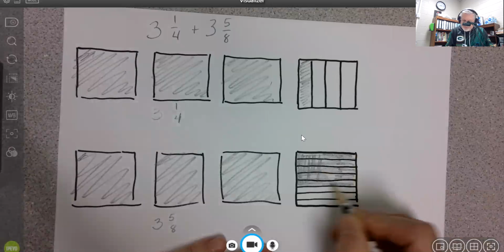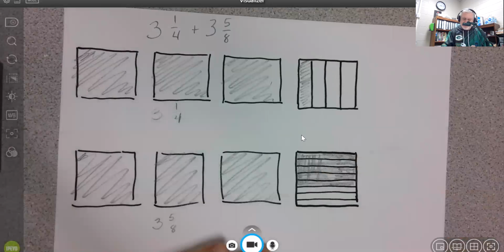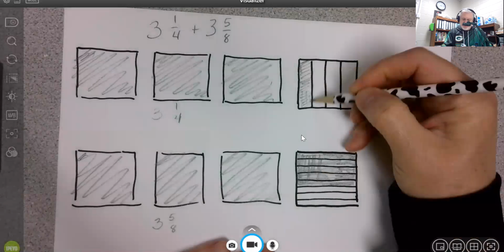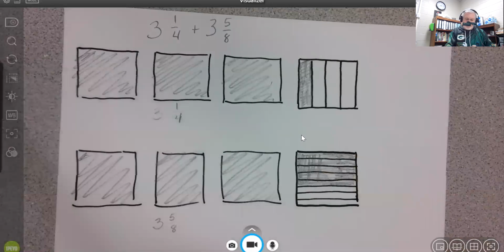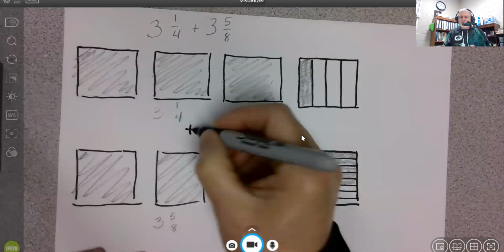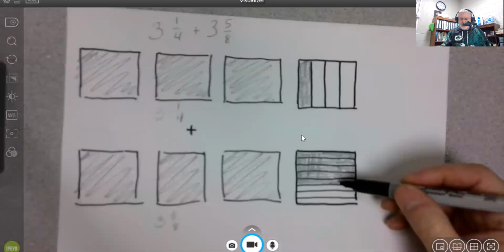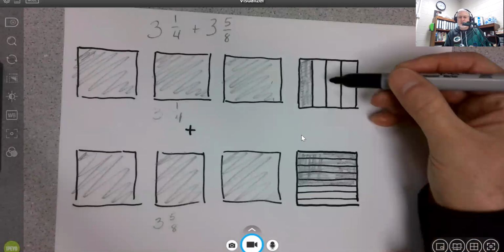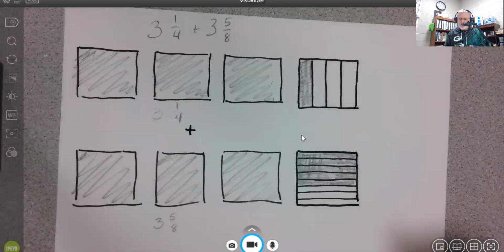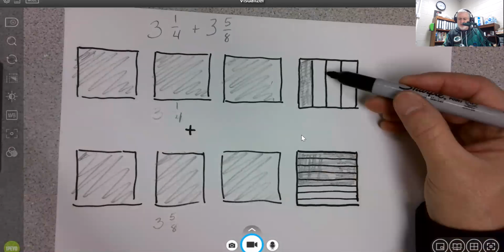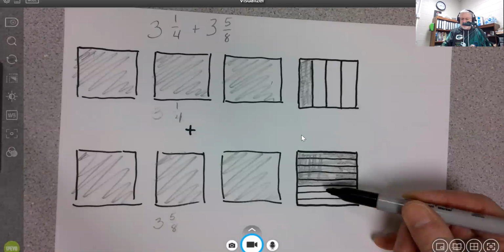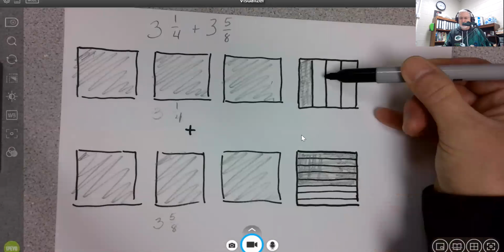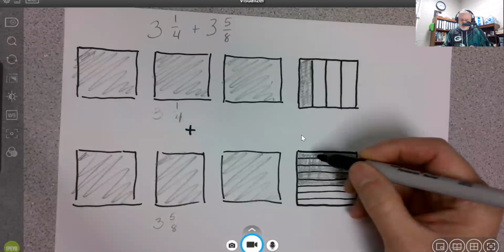Okay. Shade this in a little bit better. So now it tells me to add them together. All right. So I want to make these two models look similar to each other. And how I do that is I take these vertical lines and I put them on these horizontal lines. And then I'm going to take these horizontal lines and put them on top of the vertical lines. So I'm going to do the vertical first.